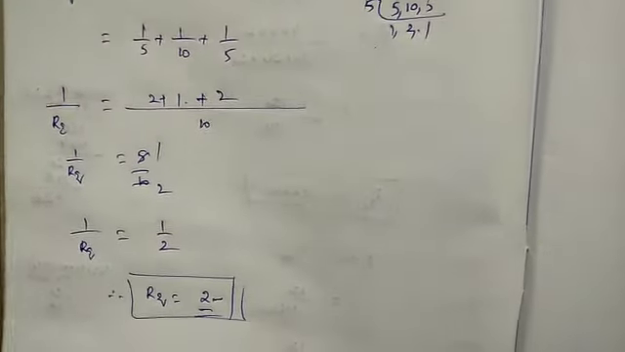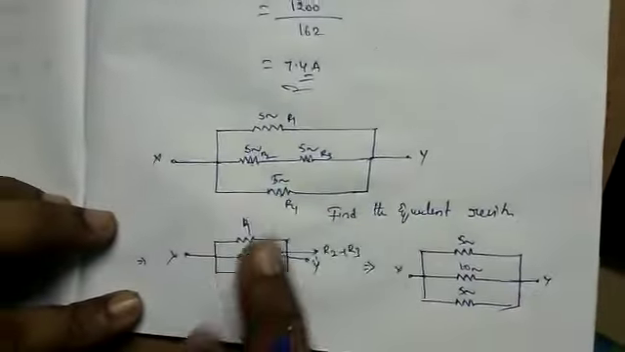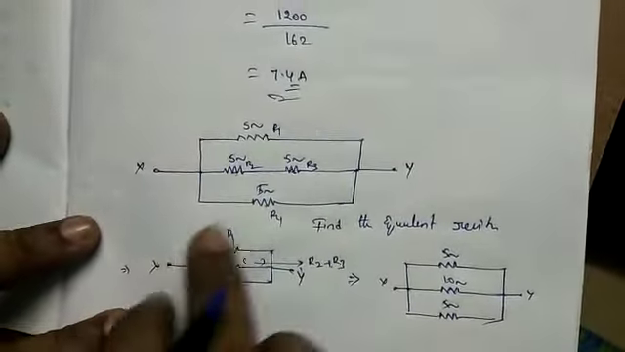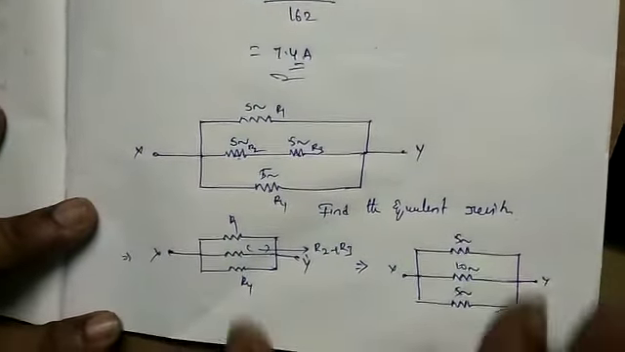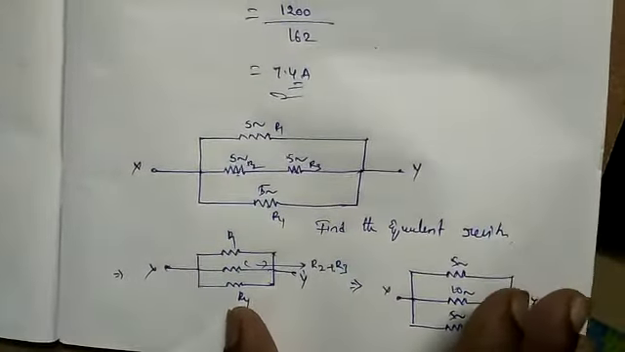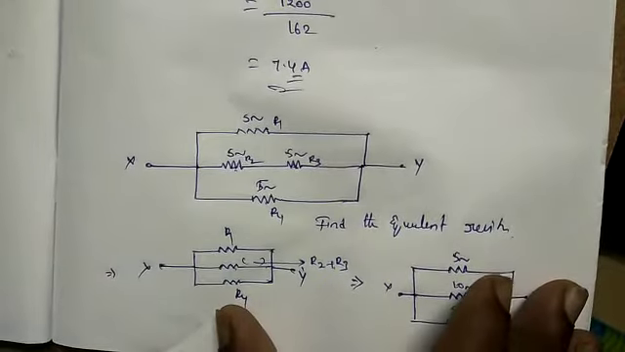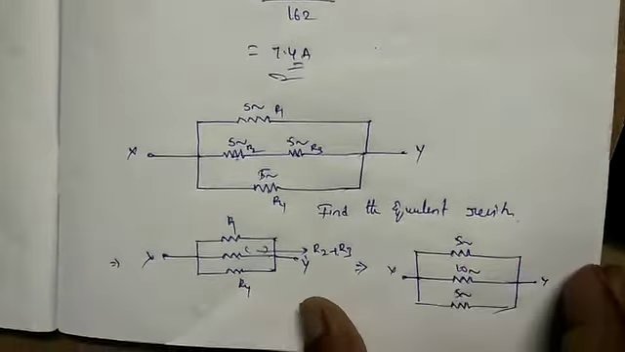Do you understand? If a series and parallel combination is given, first of all we have to identify where the series is and where the parallel is. We have to find this first. Then we can do any problem in this process. Okay. Let's see the points to remember in the parallel combination.